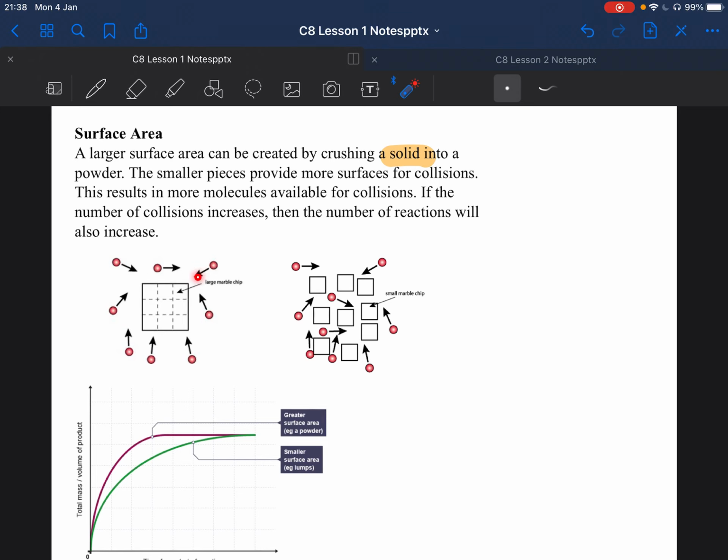So when something like this is reacting, what happens is our reactant particles will hit the edge of our marble chip like so and react with the atoms here. And once the atoms on the outside have gone, they'll react with the next layer of atoms and the next layer of atoms and the next layer of atoms until they're all gone. Now this takes a long time to do. So what happens with something like this is it would have a low rate because it has a low surface area.